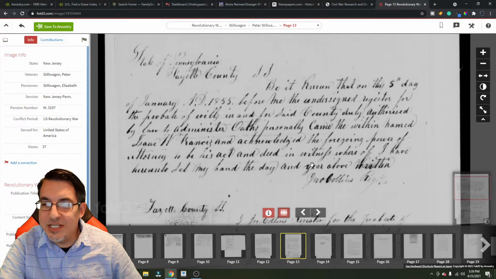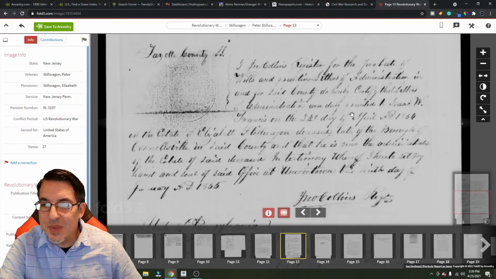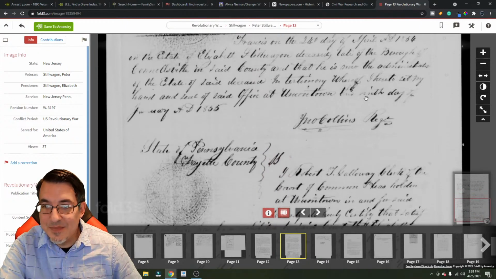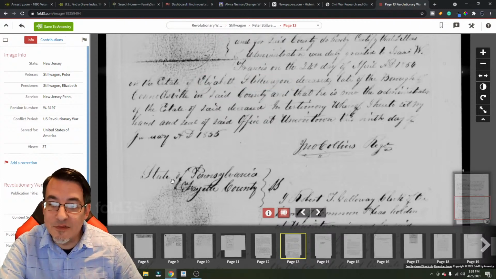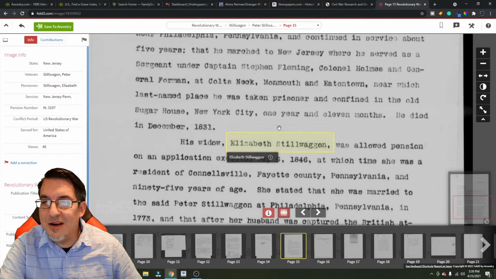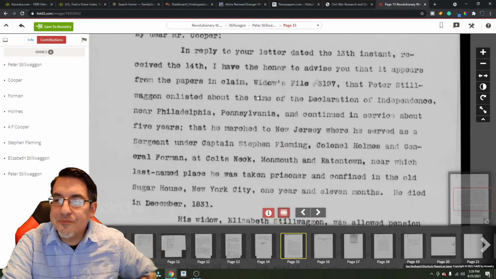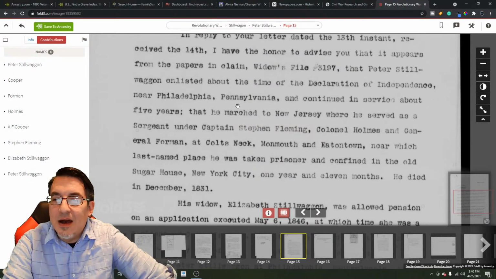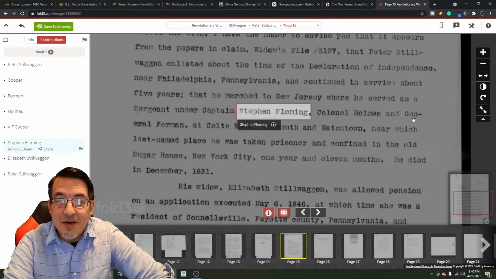And what he's saying here is to point out the fact that this lady died. This is talking about the estate of Elizabeth Stillwagon, who was the pensioner on behalf of her husband's military service. But you can see here, this tells me that Peter Stillwagon, my ancestor, served in the Revolution for 5 years. He enlisted around the time of the Declaration of Independence near Philadelphia, Pennsylvania.